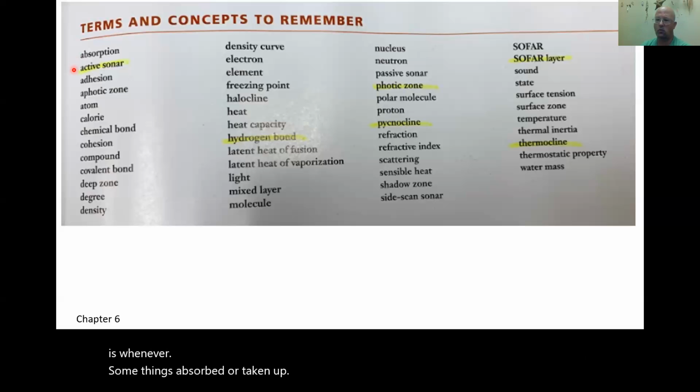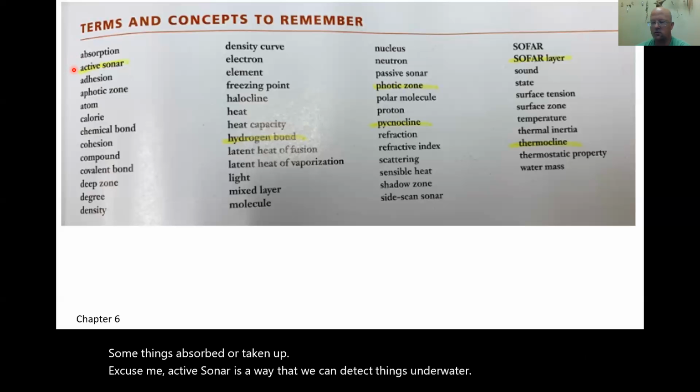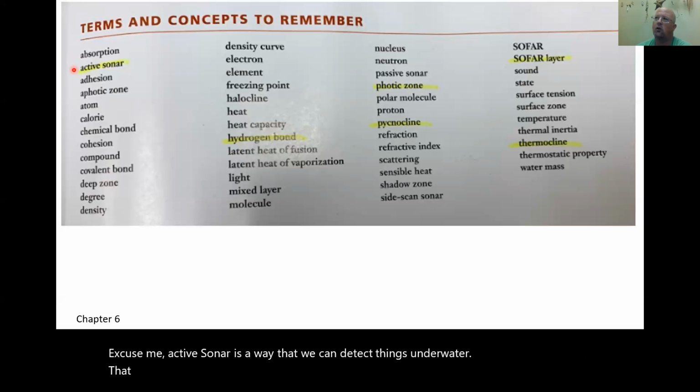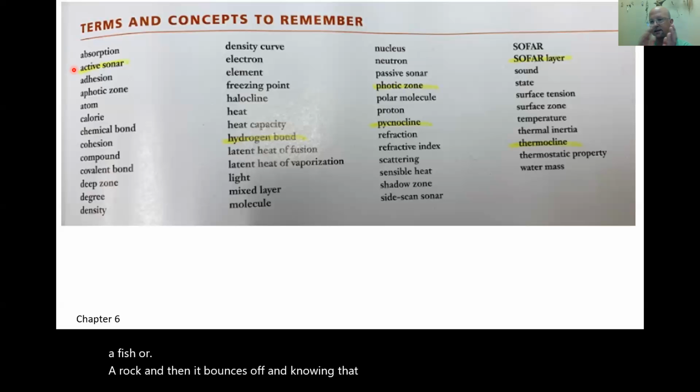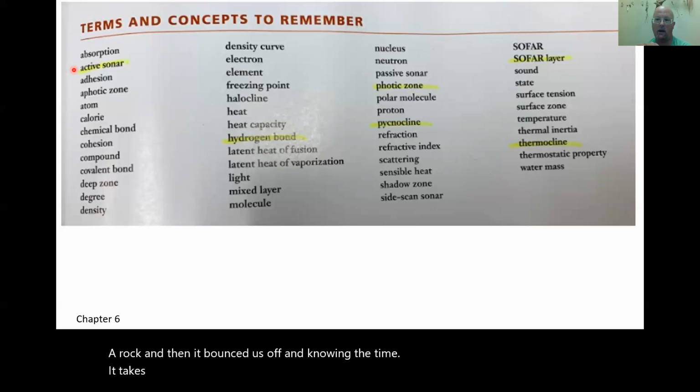Active sonar is a way that we can detect things underwater that uses sonar. And sonar is essentially sound that is produced and then it hits something like a fish or a rock, and then it bounces off. And knowing the time it takes for sound to return, we can tell how far it is and also how big it is.